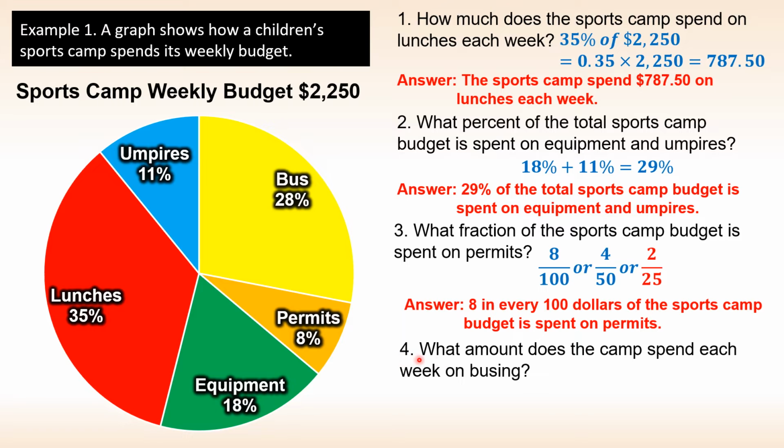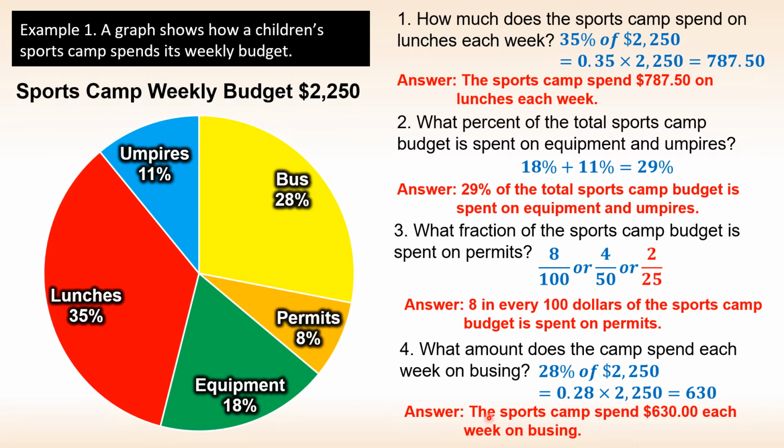Last question, number 4. What amount does the camp spend each week on busing? Busing is 28%. 28% of 2,250 is equivalent to 0.28 multiplied by 2,250, that gives us 630. The sports camp spends $630 each week on busing. Let's move to our next example.